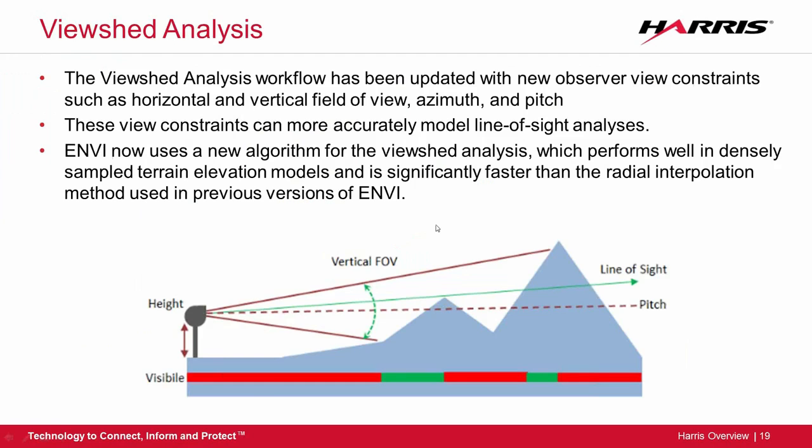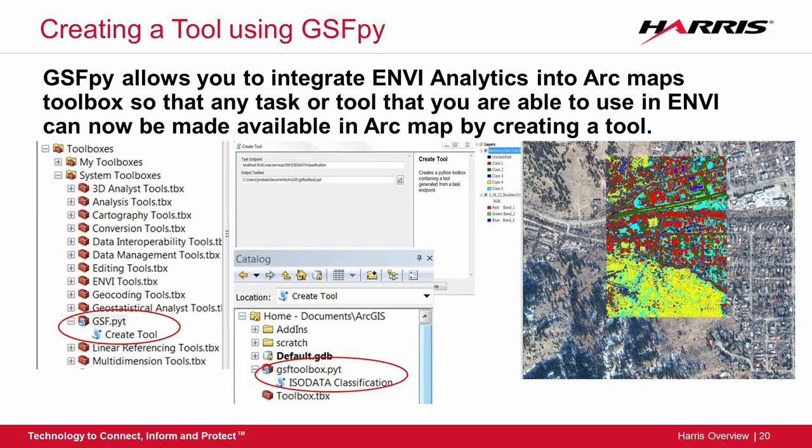The last tool I'm going to show you is our GSF Pi tool. GSF Pi allows you to integrate ENVI analytics into an ArcMap toolbox so that any task or tool that you're able to use in ENVI can now be made available and called in ArcMap. For today's example, we're just going to use an ISO data classification tool from ENVI and see how it runs on that Boulder data set that we just looked at in ENVI.